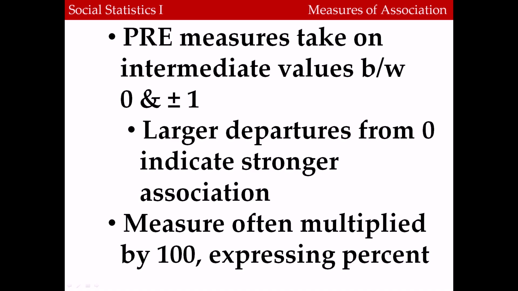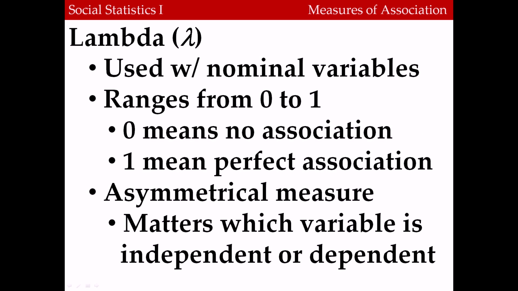You can see that here strength and direction are actually independent. That is, you could have a strong negative association, a weak positive association, or anything in between. And we usually multiply the measures by 100 and express them as a percent. Let's start by talking about lambda. This is a measure for nominal variables.